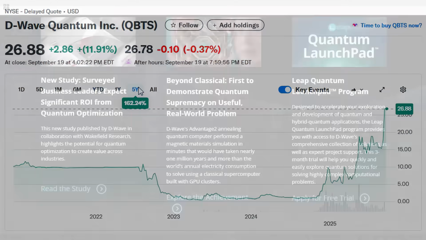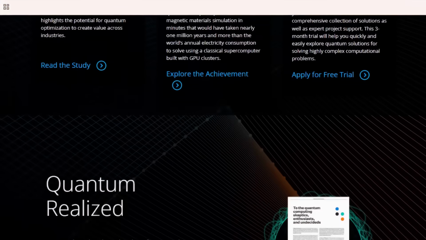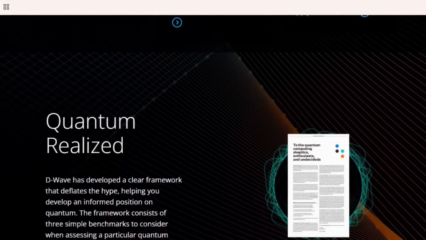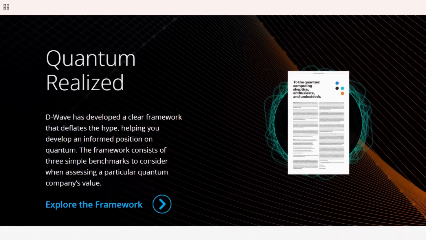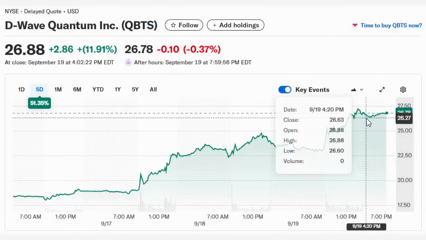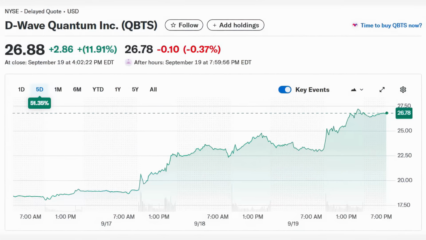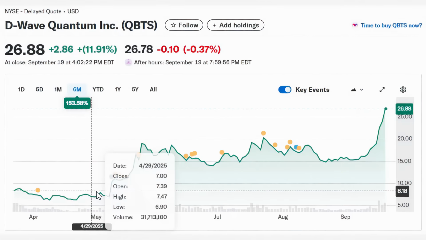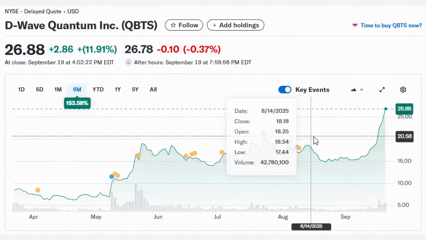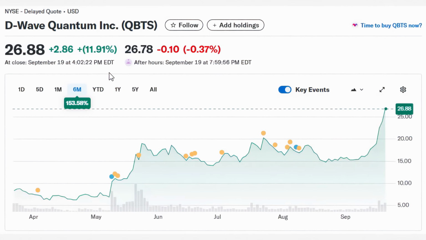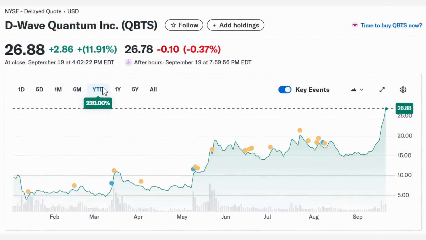Bottom line, D-Wave has delivered one of the most explosive runs in the entire quantum space, and the story is stronger than it was 7 months ago. If you're a risk-tolerant investor, this could still be a buy or at least a hold to see if Advantage 2 adoption continues to scale. But remember, this is a high-volatility speculative play. You don't go all in here.